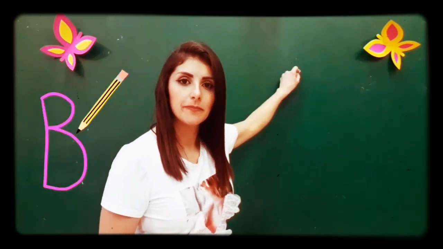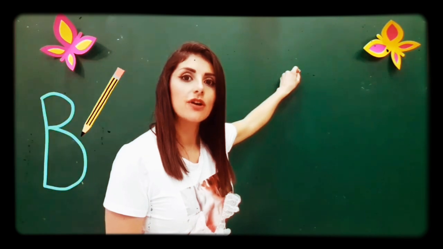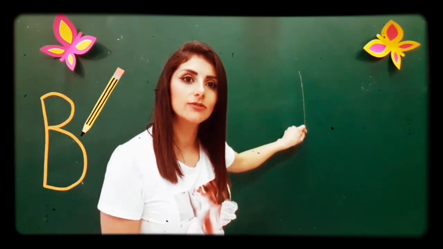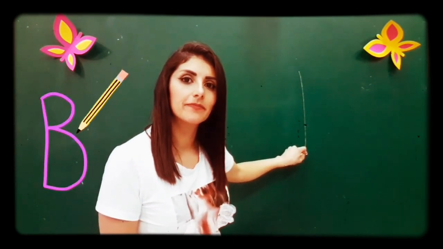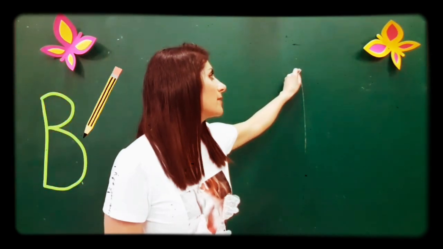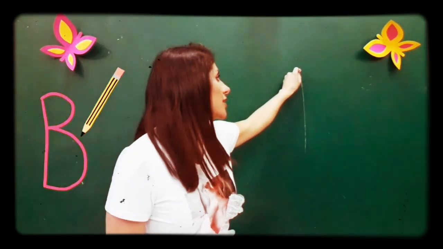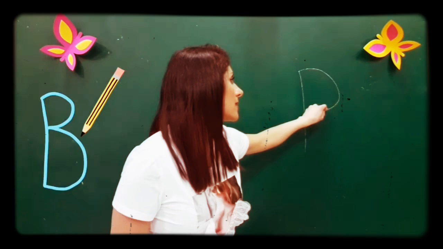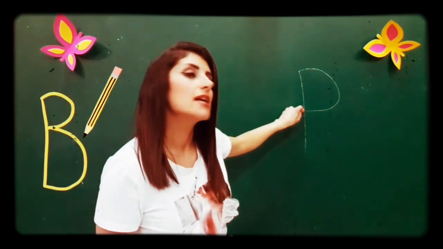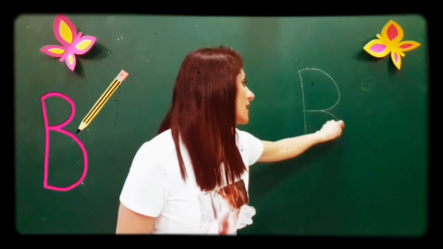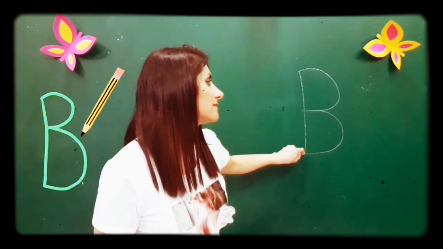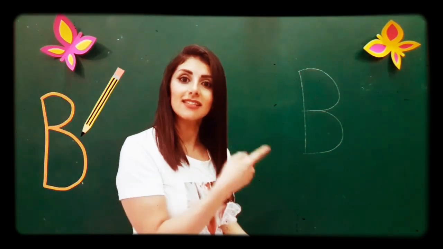Now let's learn how to draw the letter B. We start at the top. We draw a vertical line to the bottom. Then we go back to the top. We draw a curved line to the middle. Then another curved line to the bottom. So this is the letter B.